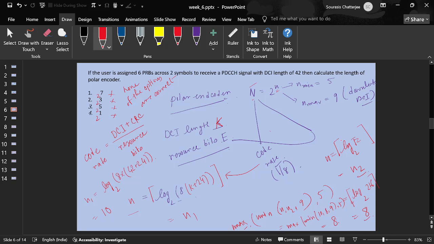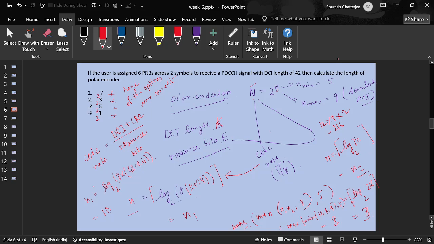The second thing is, what is the number of resource bits that is allocated? That is already given, right? 6 PRBs across two symbols. That means how many PRBs? Total 12 PRBs, and each PRB has 9 resource elements because 3 are reserved for DMRS, and each symbol carries 2 bits. So the total number we get here is 216. We calculate that separately as n2, and we find that number to be 8, right? Because we are applying the ceiling operation, log base 2 comes out to be 8.